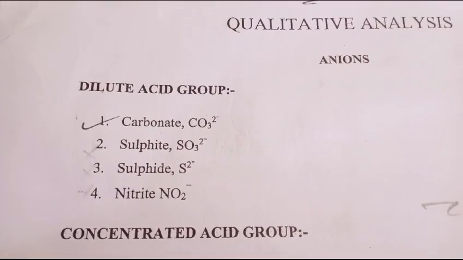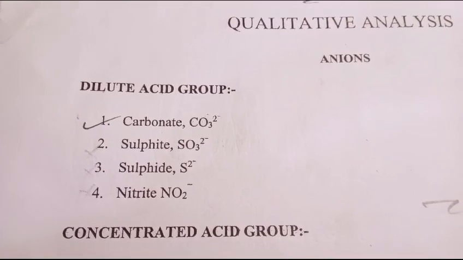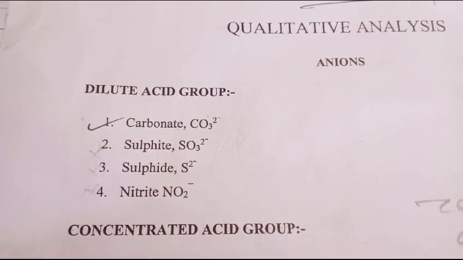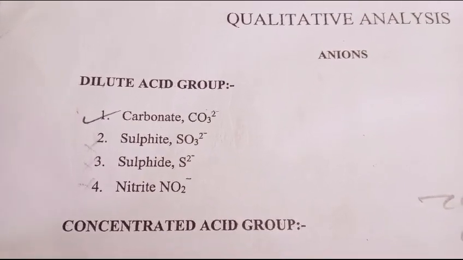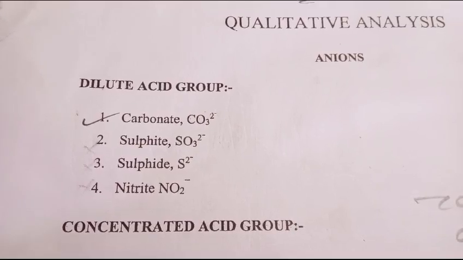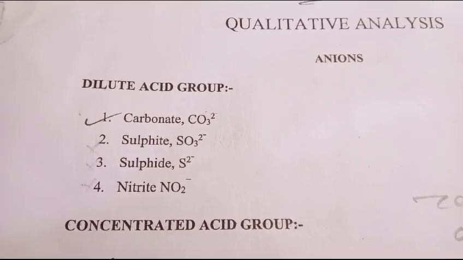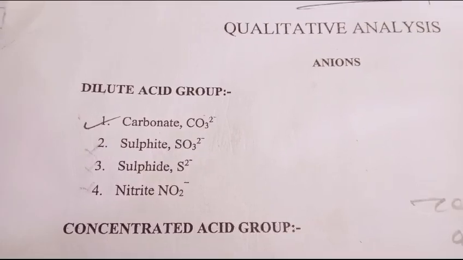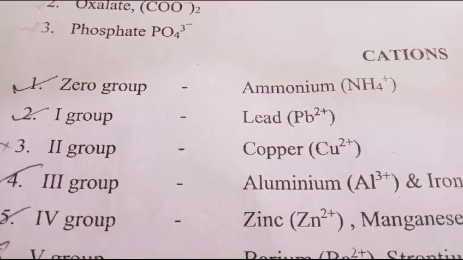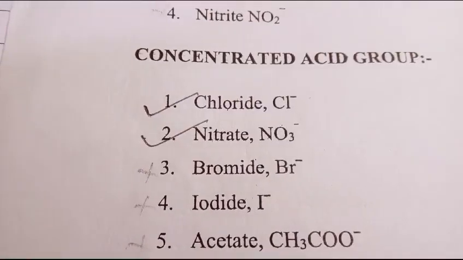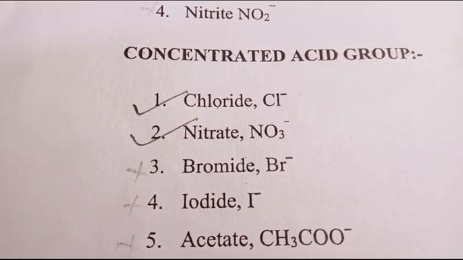In the practical, the student will get one salt and we have to find which anion and which cation is present in it. Firstly, we will do the cations and secondly, we will find the anion, that is chloride.